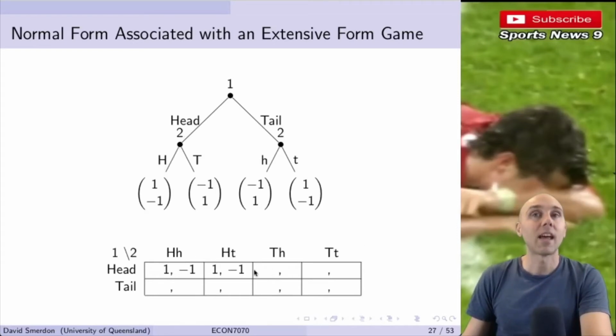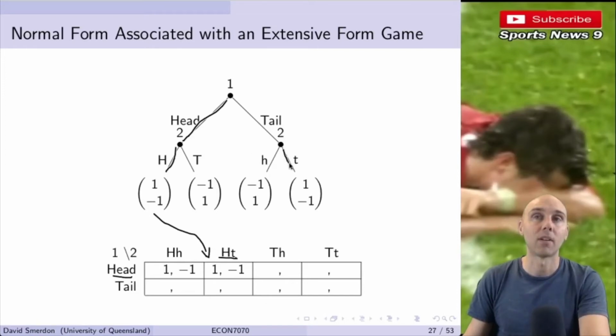We get the same payoff under the strategy HT, because this says we still have heads for player 1, so we still move down this branch. This says if heads, play heads, so we still end up at this terminal node. The difference is now this is what would have happened if player 1 played tails. But the resulting payoff, what actually does happen, doesn't change between these two.